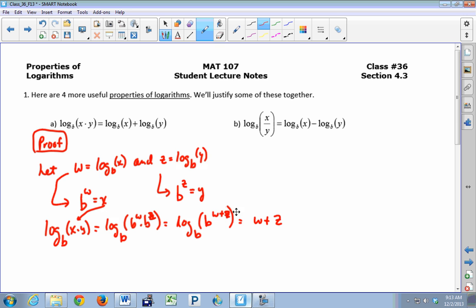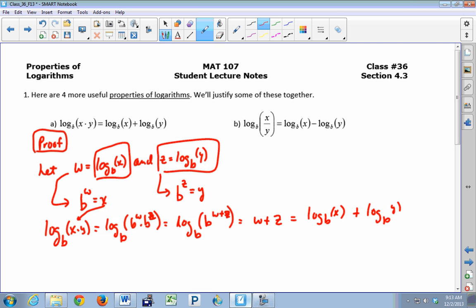You just lift off this exponent. Now what did we say w and z were? W is defined right here, it is log base b of x, and z is log base b of y. So that proves, and mathematicians do QED, that the log base b of a product is log base b of x plus log base b of y.